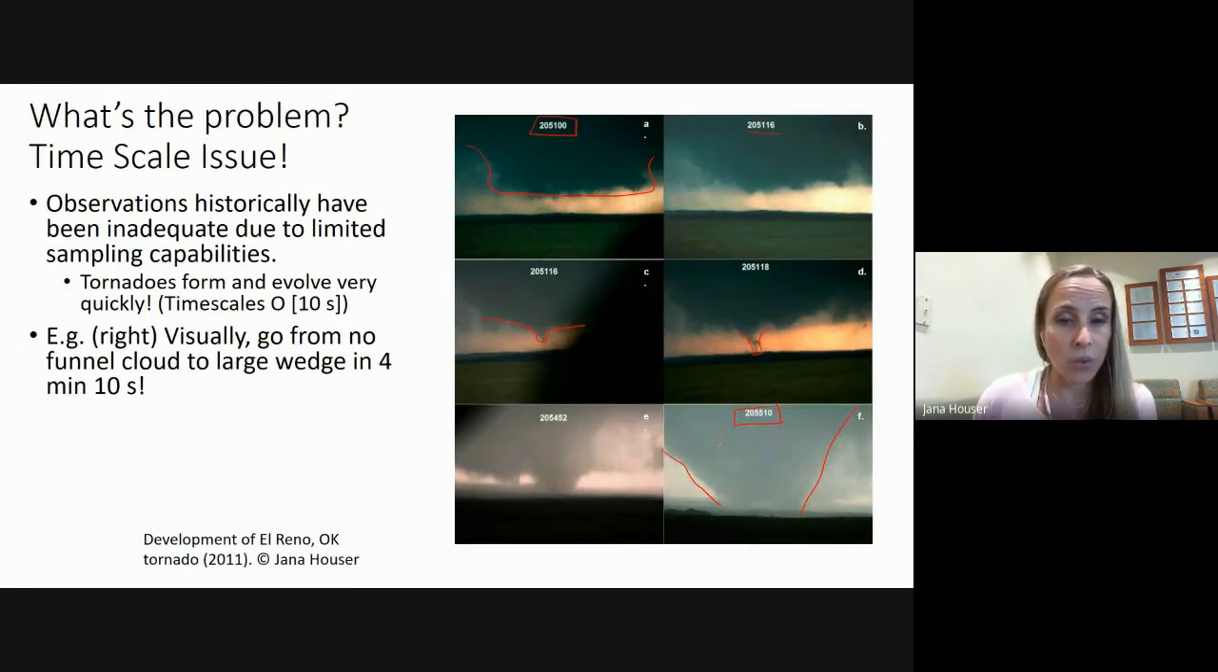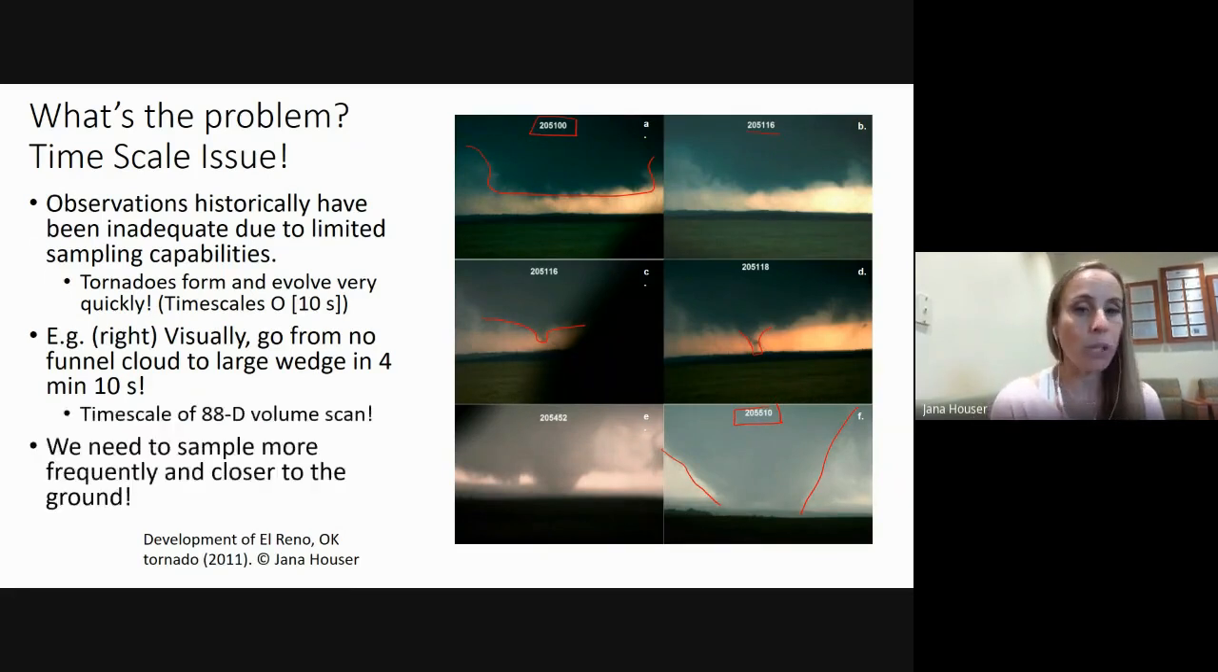So obviously things are happening very quickly. And this also serendipitously represents the volume scan time of a single volume of WSR-88D data coverage. So one 88D volume scan is going to encapsulate all of this happening at one time. So you can see the problem here. We're in no way actually representing the rapid temporal evolution of this scenario here. So we need to sample more frequently, and we also need to get closer to the ground.